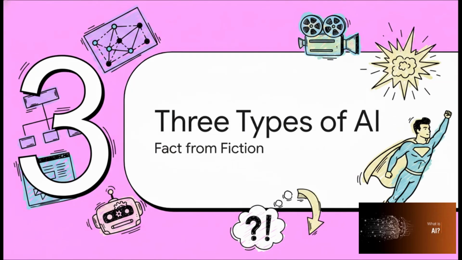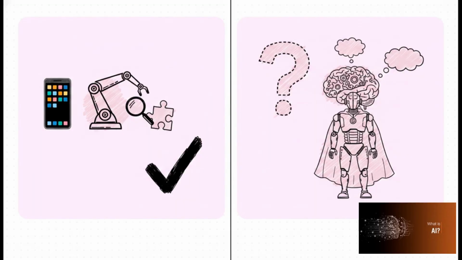Next up, section 3, the 3 types of AI, separating fact from fiction. Time for a quick reality check. On one side, we have narrow AI. This is AI designed to perform highly specific tasks, and spoiler alert, it is the only kind of AI that actually exists today. Things like Google Translate or those recommendation engines, they are brilliantly complex for sure, but they are still narrow AI.